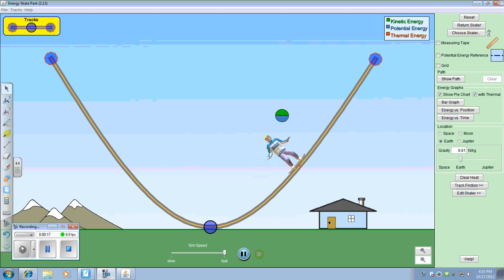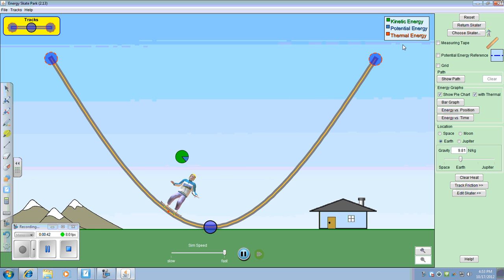We've got a guy going up and down this little track, and we see this little pie chart. And this pie chart next to his head is representing his kinetic and potential energy. If you look at the top right corner, we can see that the potential and the kinetic energy and the thermal energy are represented with green, blue, and red.